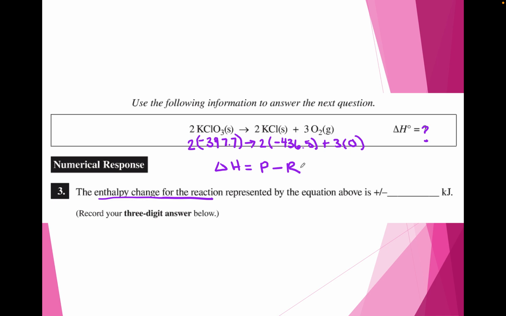So if I plug this into my calculator, I would have 2 times negative 436.5, and then I would subtract my reactants, which would be 2 times negative 397.7. So my answer here is negative 77.6 kilojoules. And if I had this as my 3-digit answer in a numerical response, I would plug in 77.6 for my kilojoules.